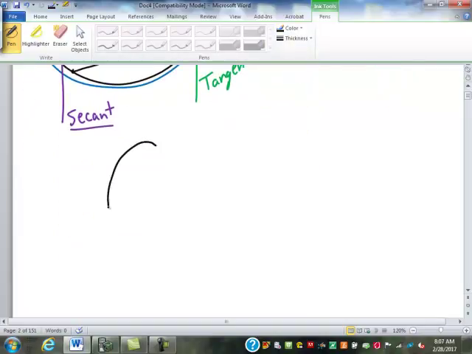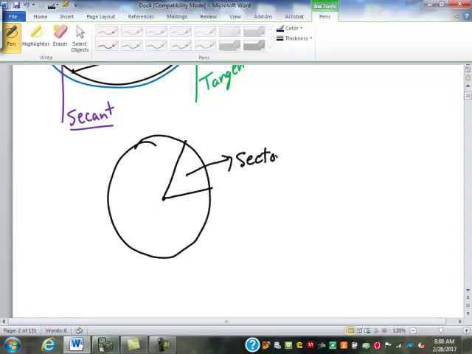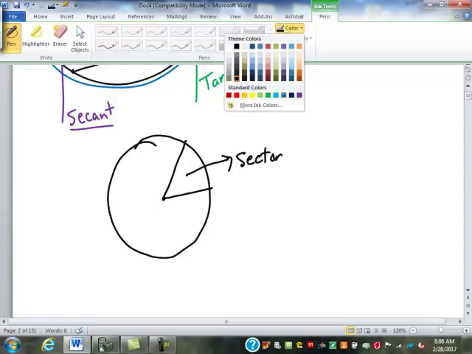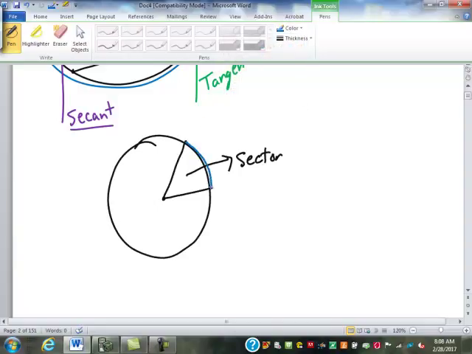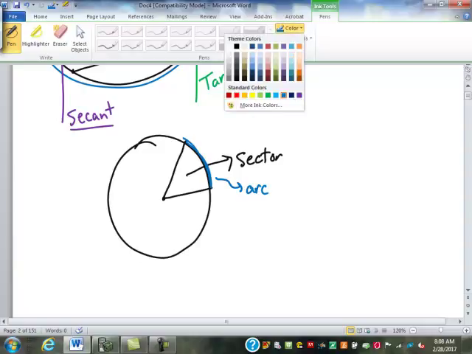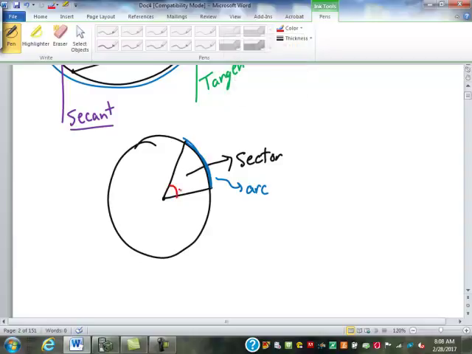Now we've talked a little bit about this next piece when we did areas and arc lengths and stuff. This, of course, the wedge itself is called a sector, that pie wedge. The blue piece there is called an arc. And back last semester, when we looked at the arc and the sector, we defined those, we found their size based on what's called a central angle.